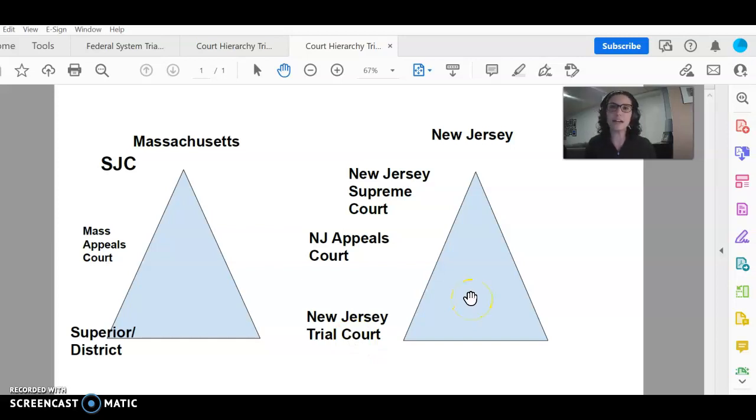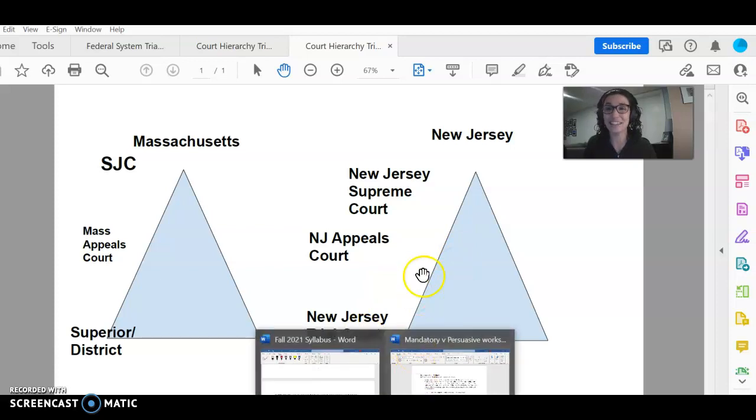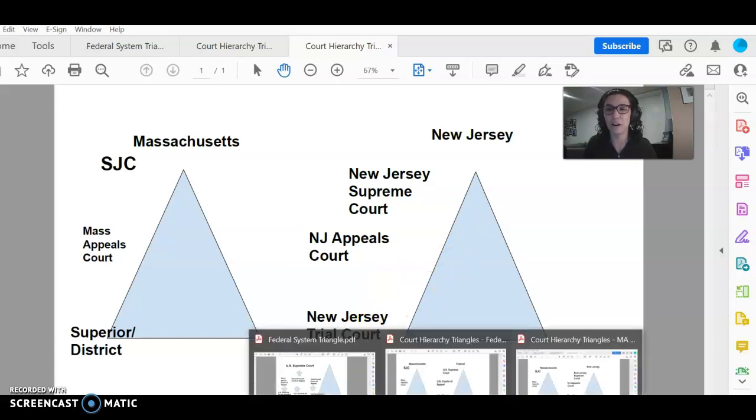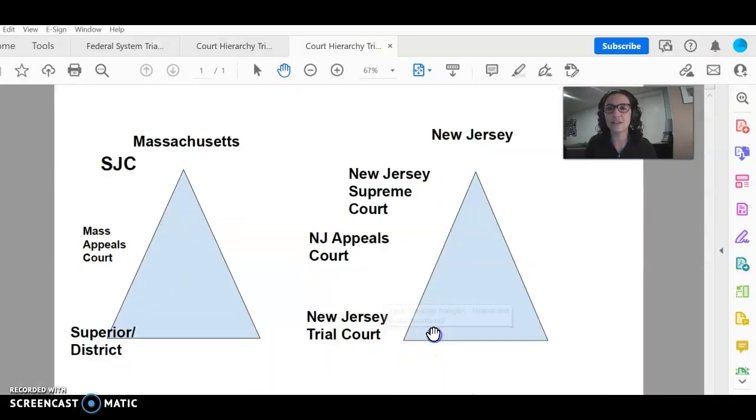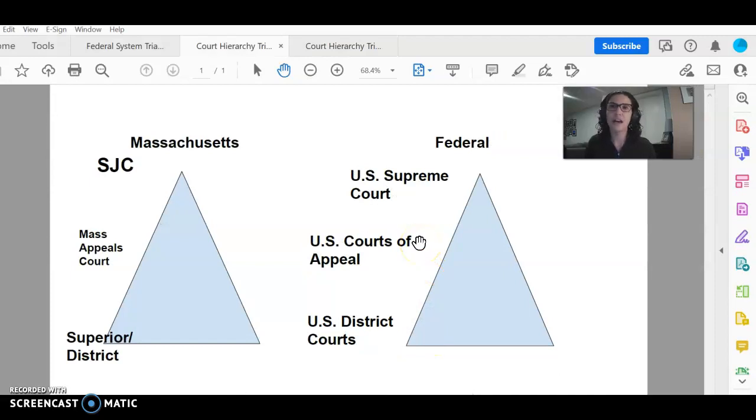I wanted to point these out because we'll talk about the naming of the particular courts. We've already talked about Superior Court and District Court and the U.S. District Court. In New Jersey, for example, the lowest level court is called the New Jersey Trial Court. Their mid-level court is called the New Jersey Appeals Court, and then the Supreme Court of New Jersey. So we'll talk about a couple of other unique states, like New York, that actually has the most unique names of all. Okay, but back to the federal and the Massachusetts.